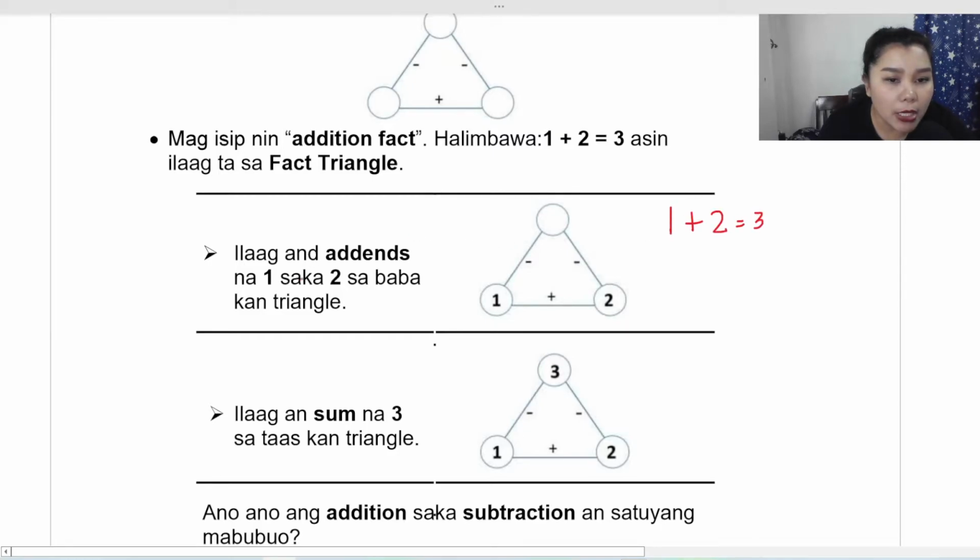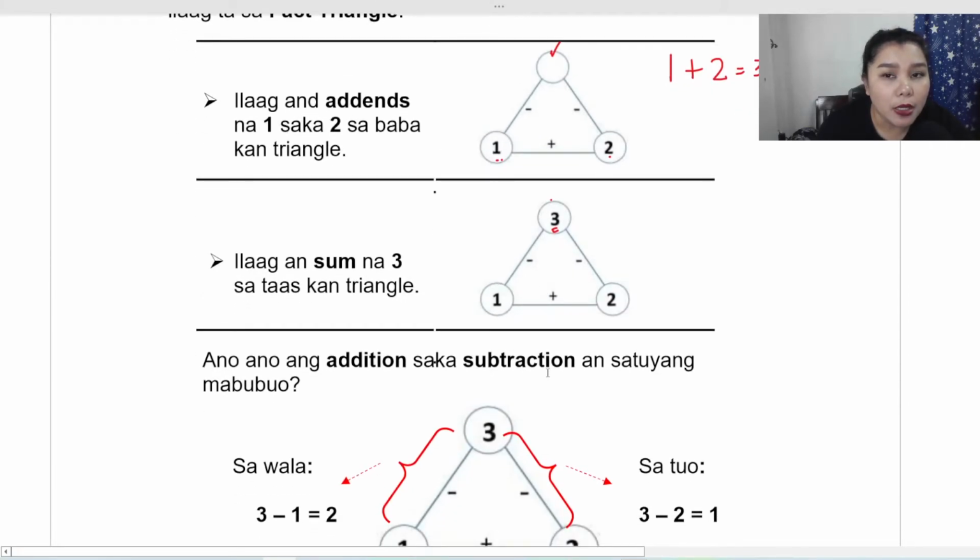So, first step, ilagay ang addends na 1 saka 2 sa baba ng triangle. So, 1 and 2. So, 1, and then you can see here the symbol plus. So, 1 plus 2. And then, ilagay ang sum na 3 sa taas ng triangle. So, the answer should be written doon sa topmost, sa peak of the triangle. So, what we have here, 1 plus 2 equals 3. So, we have completed a fact triangle. So, makikita na dyan, the addition sentence na 1 plus 2 equals 3.